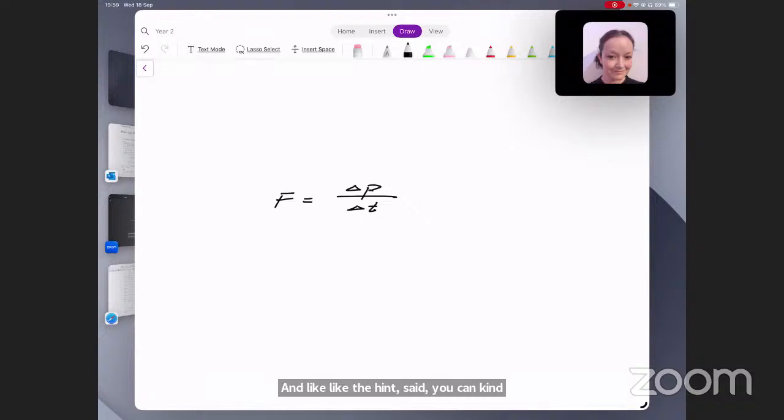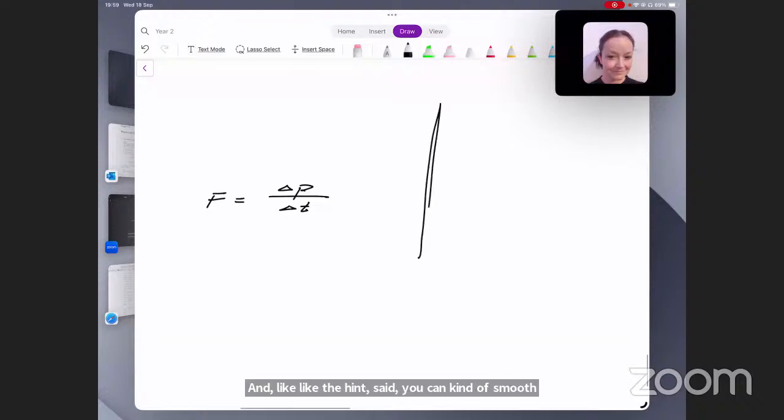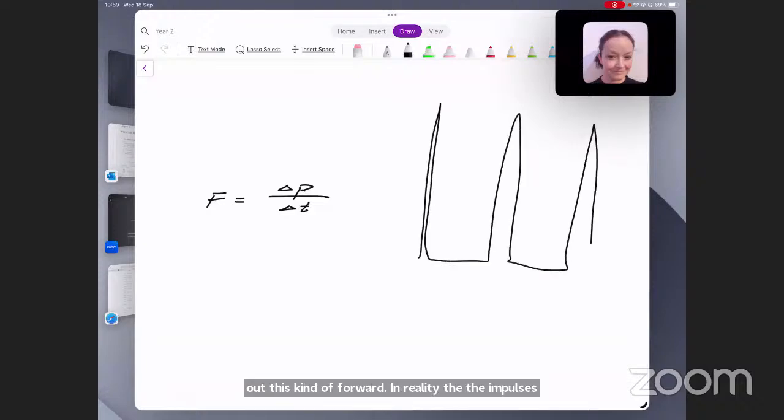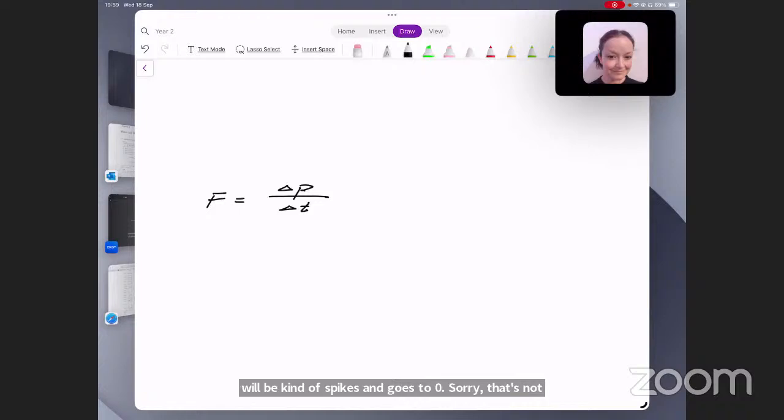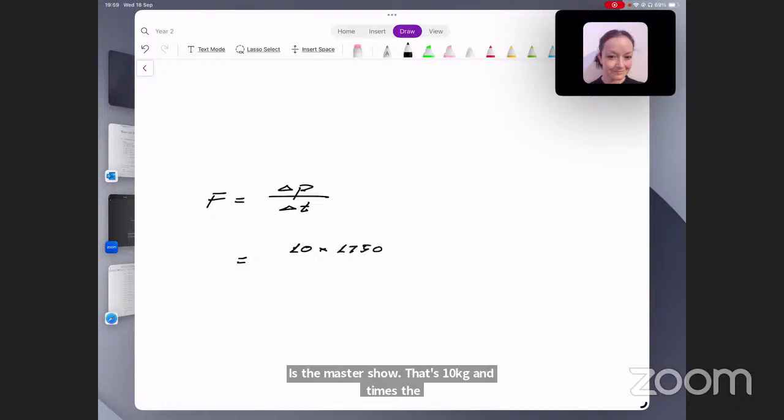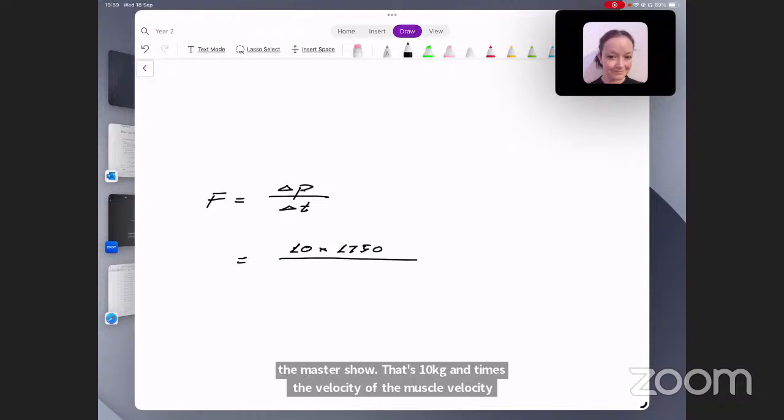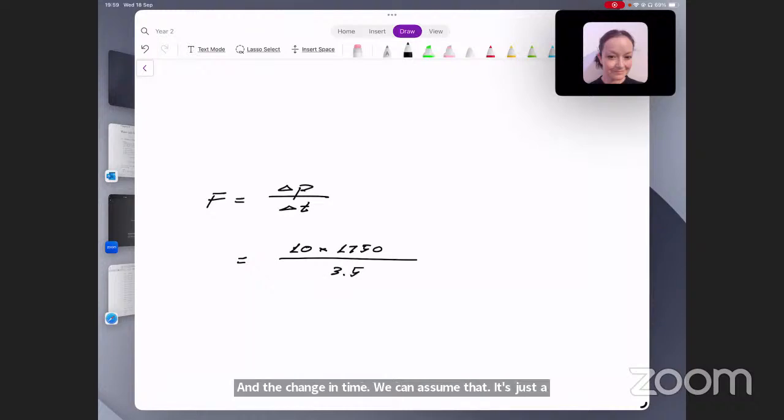Well, in reality, the impulses will be spikes that go to zero. Sorry, it's not a very good diagram, but you can think of it as an average force, which is one of the assumptions that we can make. So the change in momentum of firing the shell is the mass of the shell, that's 10 kilograms, times the muzzle velocity, what it's called. So that's the relative velocity of the shell to the tank once it was fired. And the change in time, we can assume is just the time between shots, which is 3.5.